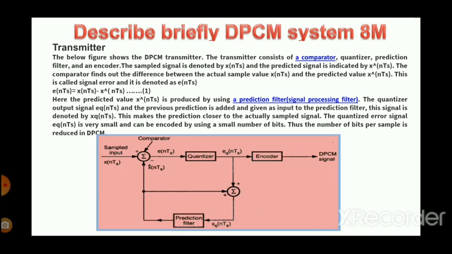Here, the predicted value X^(nTs) is produced by using a prediction filter, using signal processing. The quantizer output signal EQ(nTs) and the previous prediction are added and given as input to the prediction filter. This signal is denoted by XQ(nTs). This makes the prediction closer to the actually sampled signal. The quantized error signal EQ(nTs) is very small and can be encoded using a small number of bits. Thus, the number of bits per sample is reduced by the DPCM system.